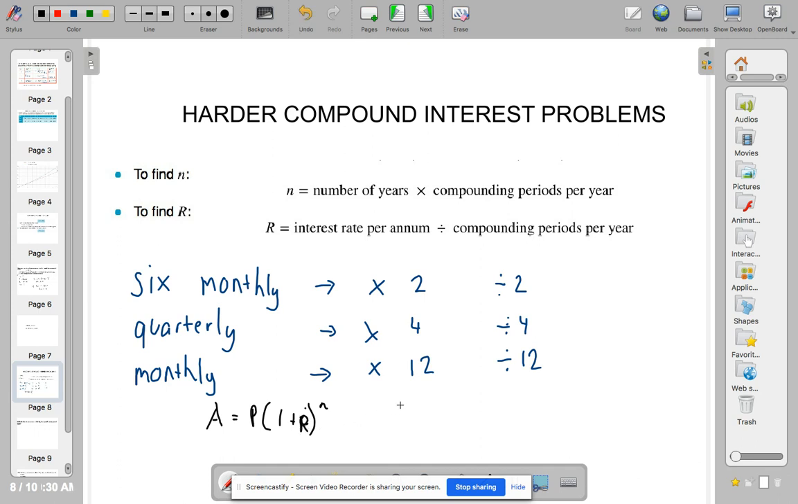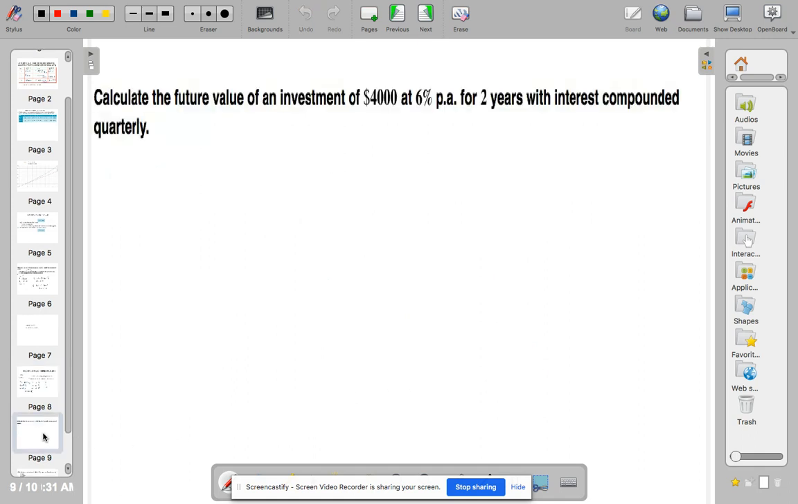Yep, so A equals P(1 plus R) to the N, where A is the future value, P is the principal, R is the rate of interest per period, and N is the number of compounding periods. Now, in our questions we're going to deal with just three scenarios: 6 monthly or twice a year, sometimes also called half yearly; quarterly, 4 times a year; or monthly, 12 times a year. So when you do these, multiply your number of years by 2, by 4, or by 12, depending on which one you're using, and divide your interest rate by 2, by 4, or by 12, depending on which one you're using. Let's have a look at some questions.